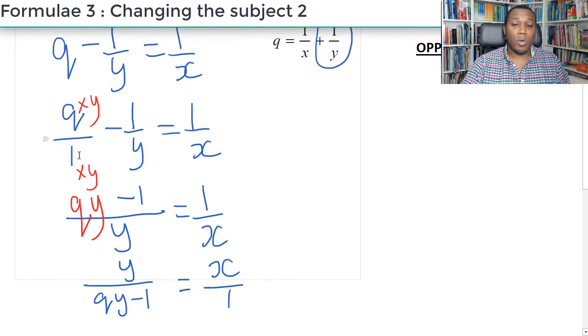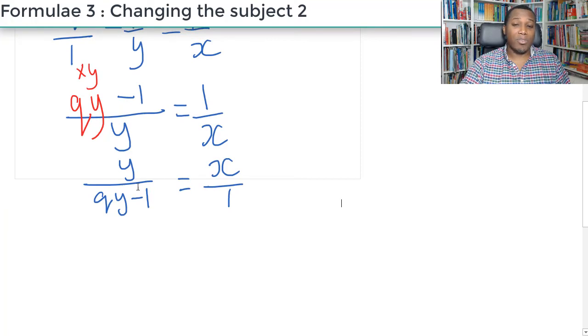We've written q on 1 as qy on y, because the y's would cancel, giving you q on 1, or q. And then 1 on y remains the same. Now that I have the single fractions, I can flip over, because it's effectively saying this. Let me see if this works.